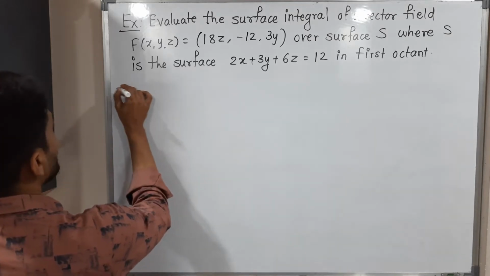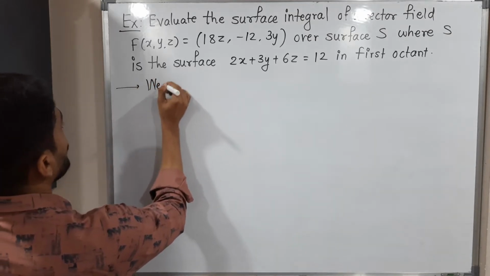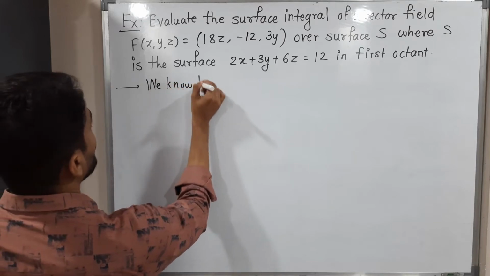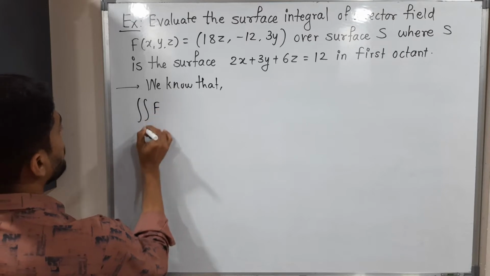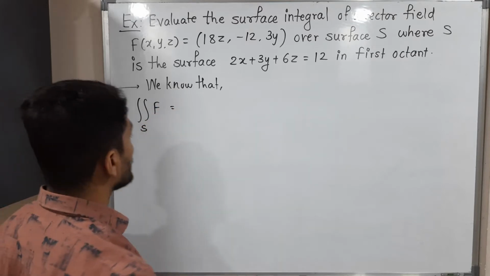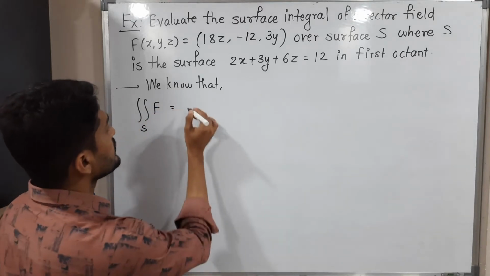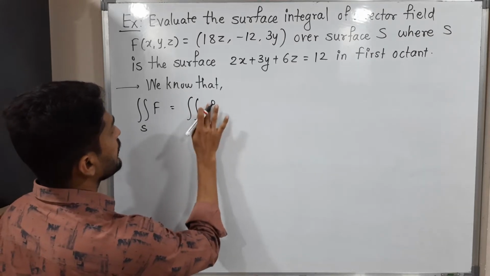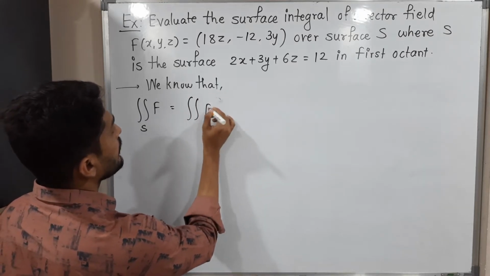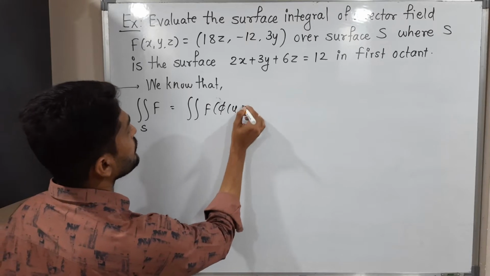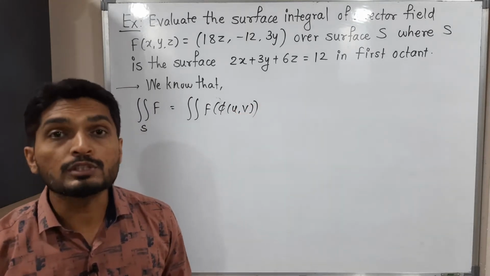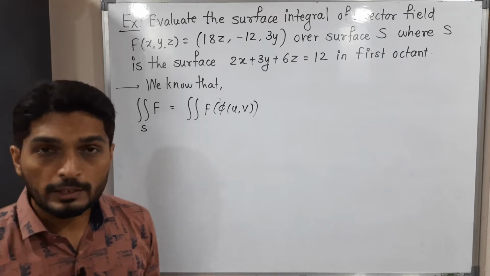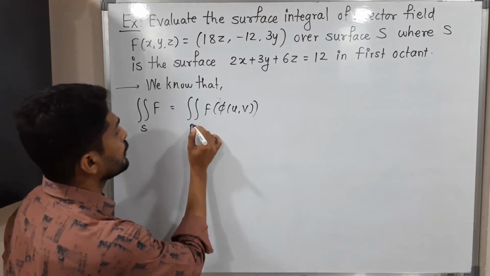So the definition says, we know that the double integration of F over S, where F is a vector field and S is a surface, is equal to the double integration of F of phi of uv. Phi is a parameterization of surface S which is defined on domain D. So that's why we solve this double integration over domain D.